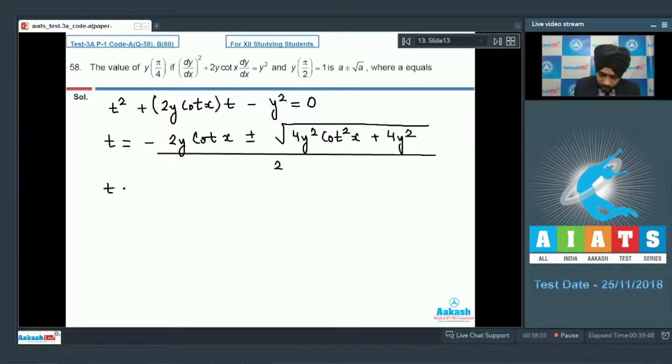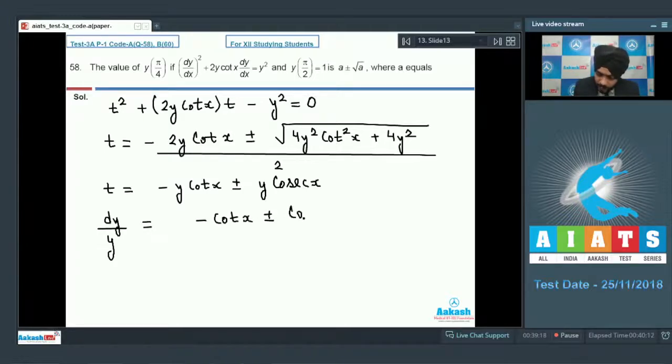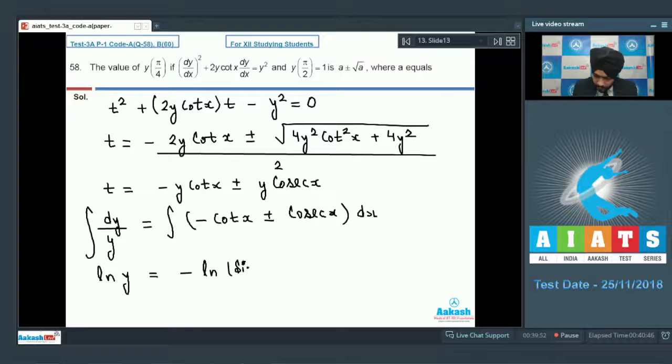So this is t = −y cot x, 2 will be cancelled, ± y, since y² is common, so the inside term is cot² x + 1, that is cosec² x, so y cosec x. So dy/dx is t, so dy/y = (−cot x ± cosec x) dx. So let us integrate on both the sides. This is ln y = −ln sin x ± ln tan(x/2).